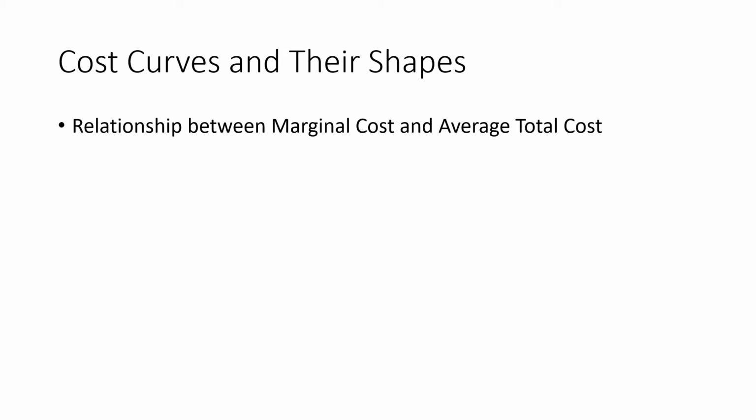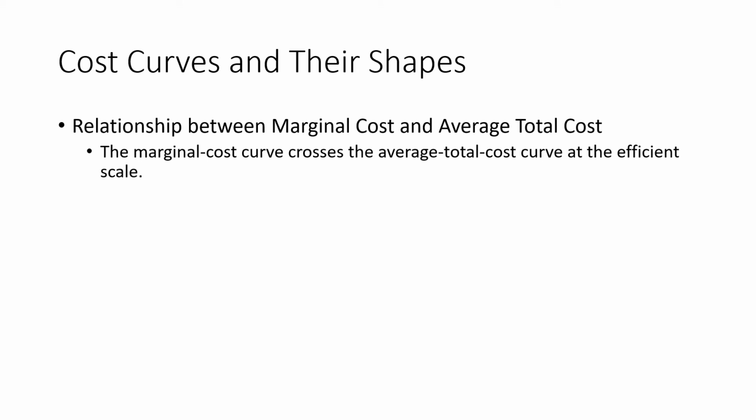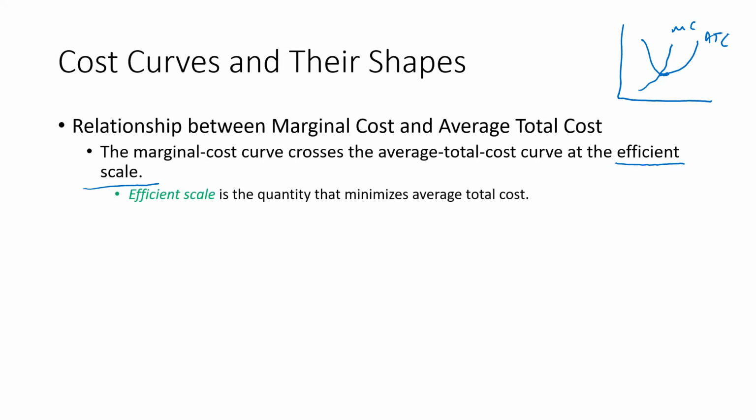So the relationship between the marginal cost and the average total cost, again, is that the marginal cost curve crosses the average total cost curve at the efficient scale, and the efficient scale, we know, is the minimum of the curve, and we have described it already, that the marginal cost will always cut the average total cost at its minimum. Efficient scale is the quantity that minimizes the average total cost.